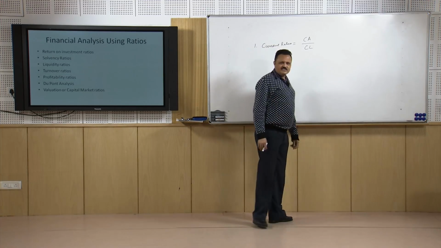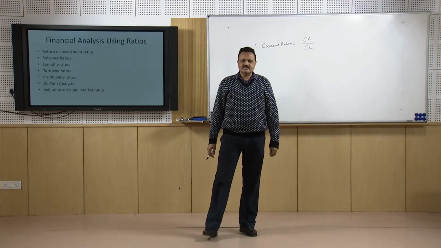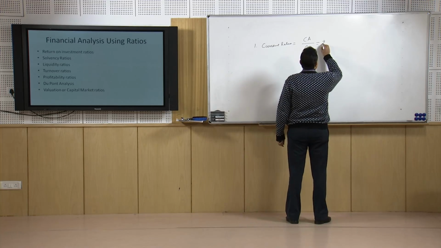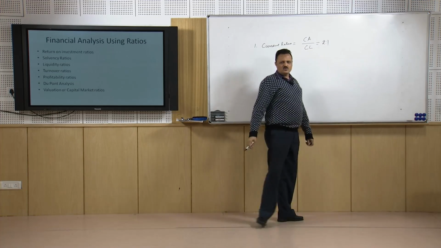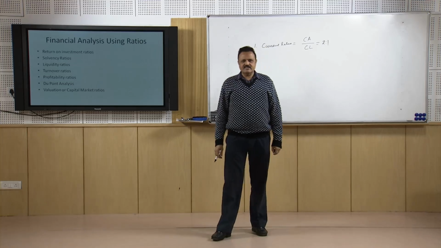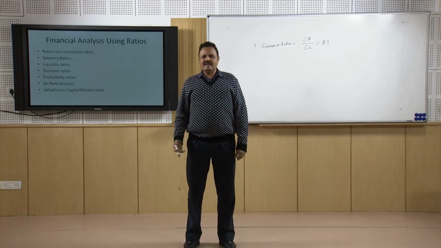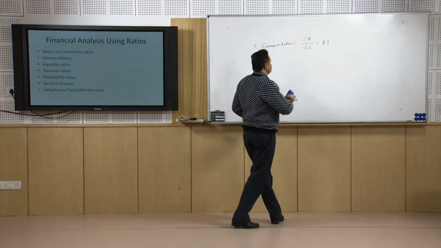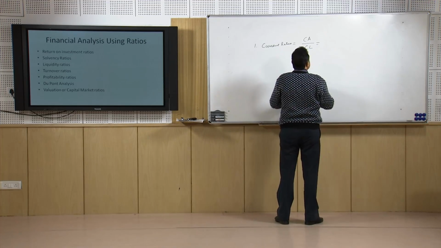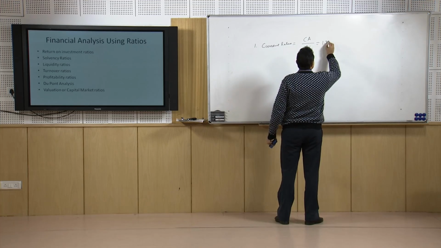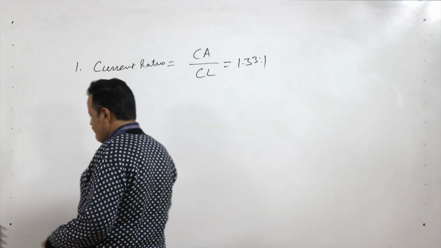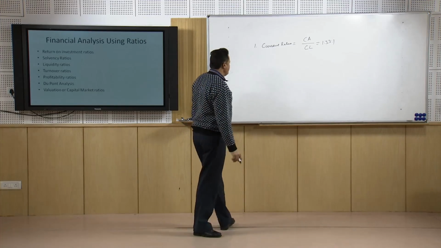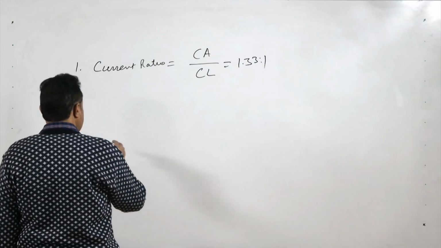Earlier, if you look at the old literature, you will find that the rule of thumb for the current ratio is or was 2:1. That is the old rule. 2:1 was considered a good current ratio, that the current assets should be 2 times the current liabilities. But these days the latest rule of thumb for the current ratio is 1.33 is to 1.